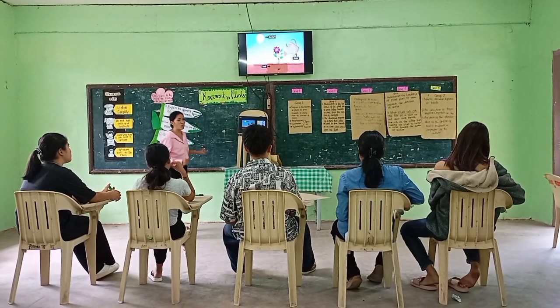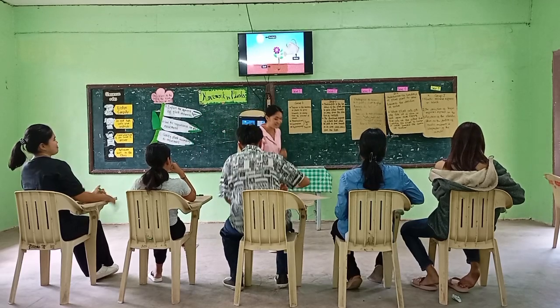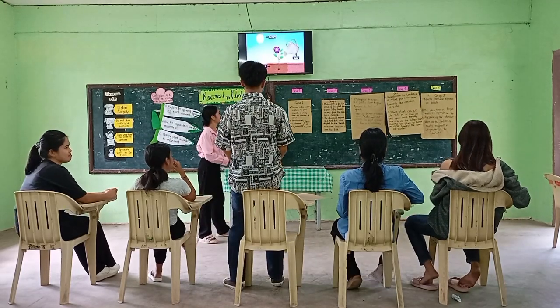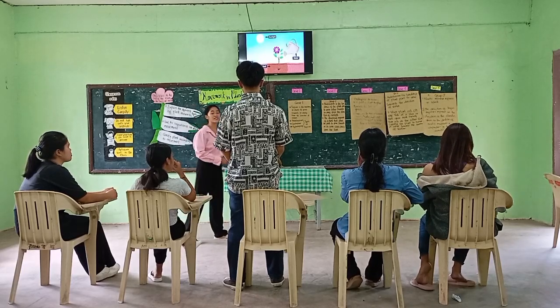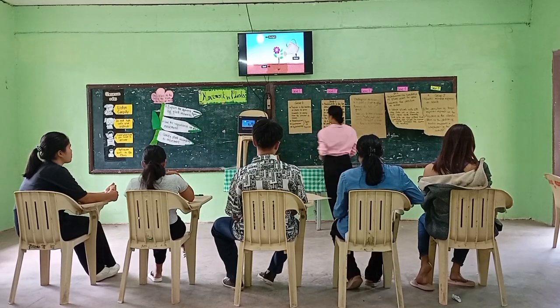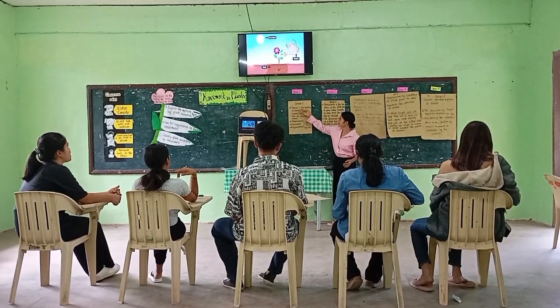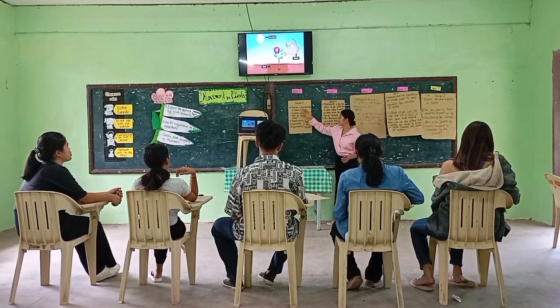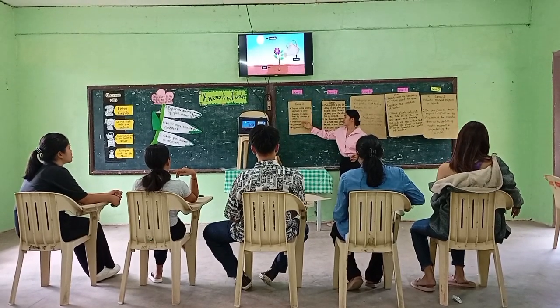Okay. Now, what is tropism? Ma'am. Okay, Jandel. Tropism is a tendency of plants to grow towards or away from the direction of stimuli. Okay, thank you. Very good. Okay, can you read, everyone, the tropism? Tropism is a tendency of plants to grow towards or away from the direction of stimuli.